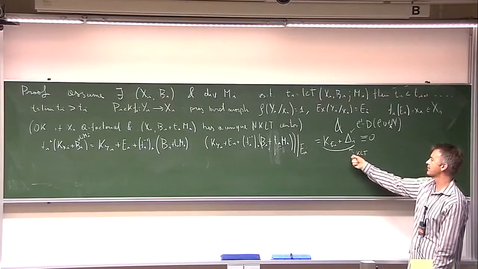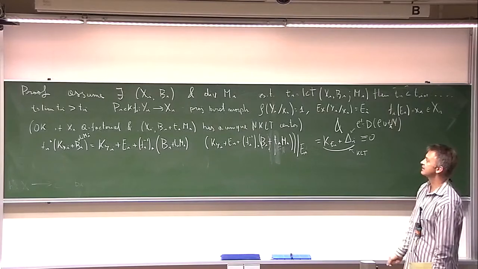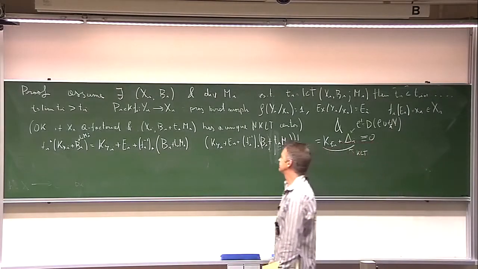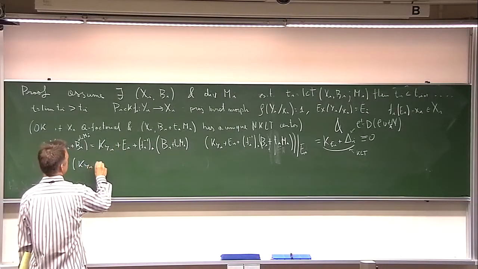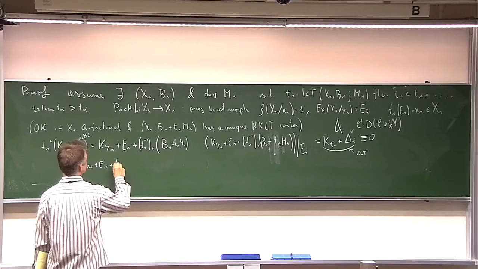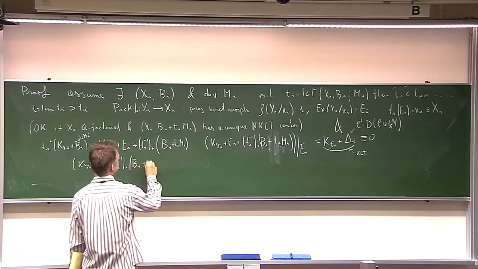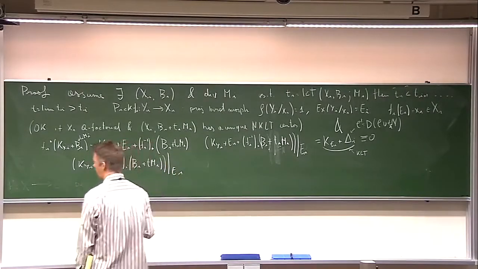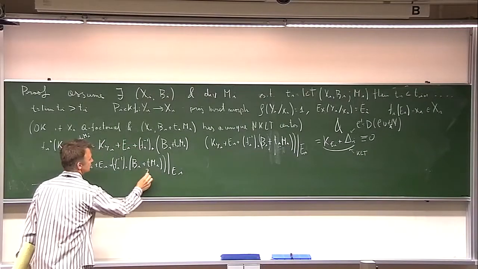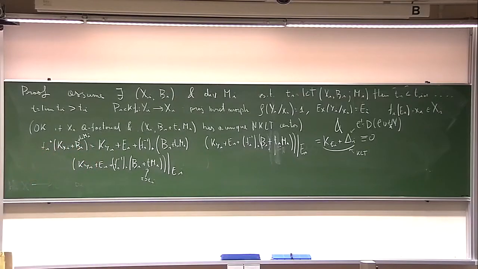Okay, so now I have the problem that this seems useless because this is numerically equivalent to 0. But there's an easy way to construct a pair that's not numerically equivalent to 0. So what I could do is I could consider K_{Y_i} + E_i + f_i^{-1} lower star of B_i + t M_i restricted to E_i. So the only thing that's changed here is this coefficient t. This coefficient t is now strictly bigger than t_i. Now, okay, well, let's give this a name.